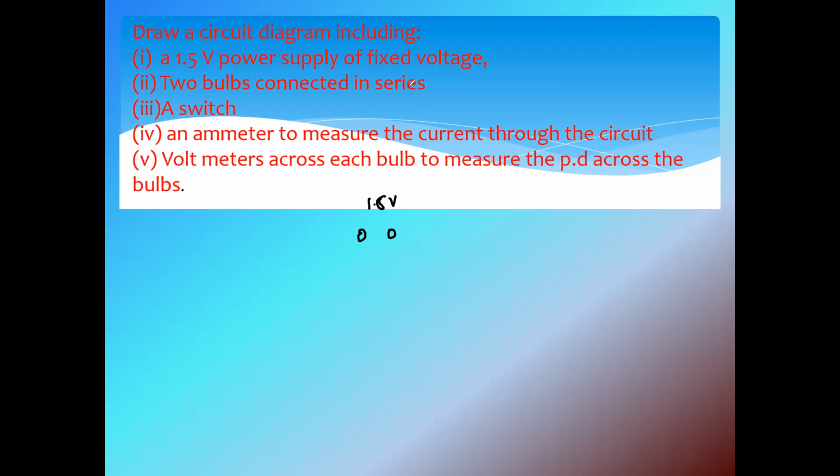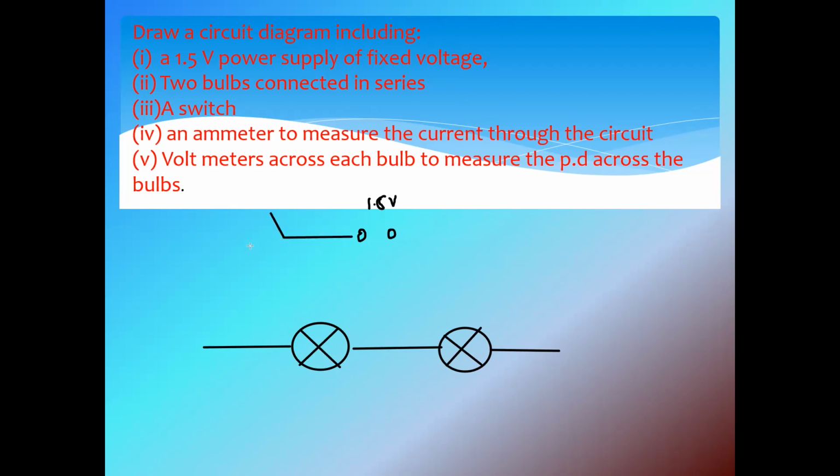Two bulbs are connected in series. So two bulbs are there, and these two bulbs are connected in series. So this is a series combination of the bulbs. Then there is a switch. The switch should be next to the battery or the supply, and you always draw an open switch in the circuit unless they mention the switch must be closed.